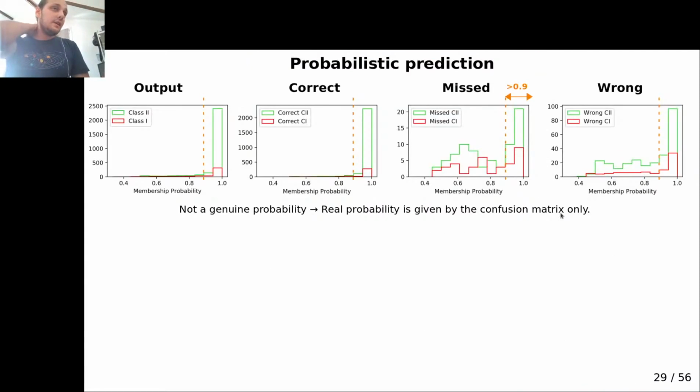If we look at the membership probability of properly classified objects, we can see that they are all above a certain amount, especially they are all above 0.9 membership probability. But if you look at misclassified or wrongly classified objects, a lot of them are under this membership probability. While the membership probability predicted by the network is not a genuine probability, it can be used, in combination with the confusion matrix, to improve our results and to provide an actual probability of prediction.